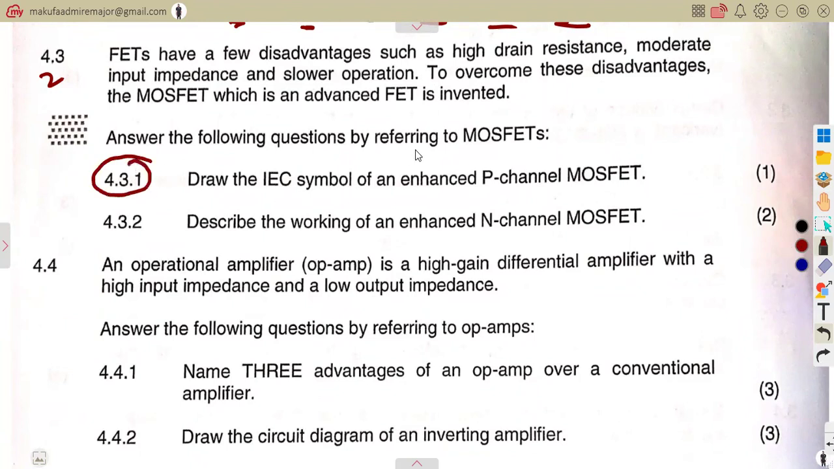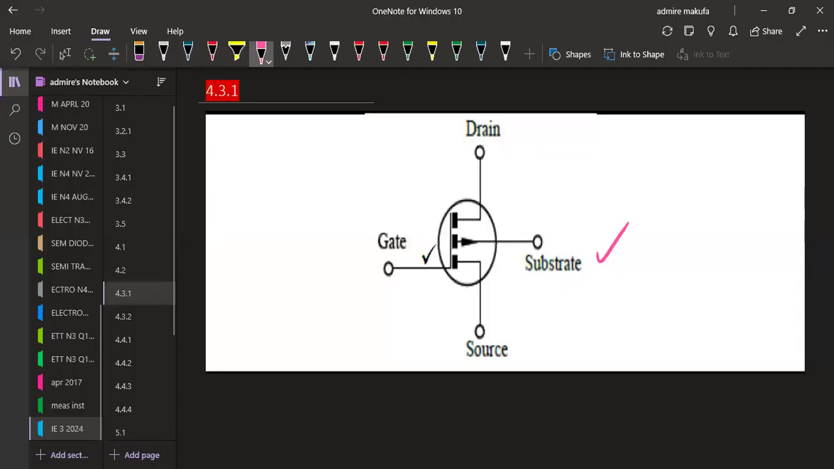All right, answer the following questions referring to MOSFETs. Draw the IEC symbol of an enhanced P channel MOSFET. That's an enhanced P channel. So that is what we're going to have for an enhanced P type. Indicate the drain, the source, the substrate, and also the gate. I think with this, you're going to obtain your 1 mark. That was just a 1 mark.